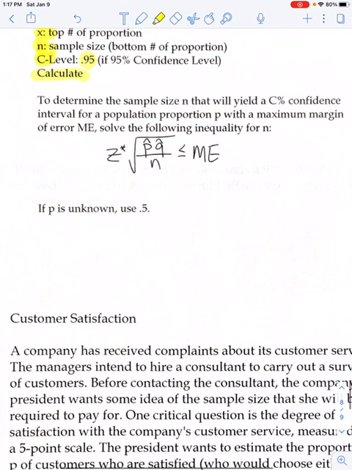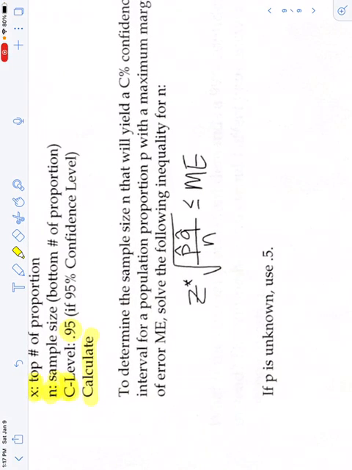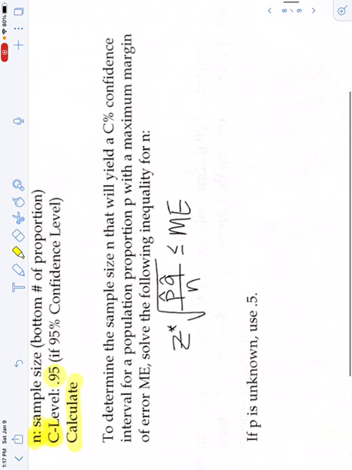All right. The last thing that we are going to talk about is determining a sample size. So if I need to be a certain percent confident, once I know that, I need to know what sample size I need to include to guarantee that confidence interval. So I'm going to give a maximum margin of error.